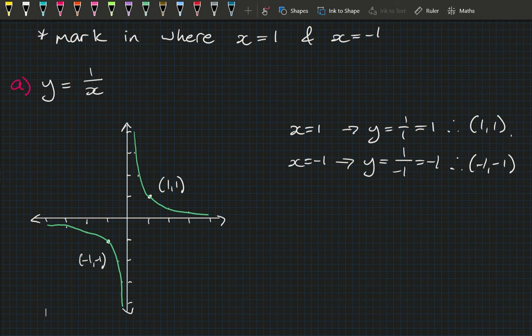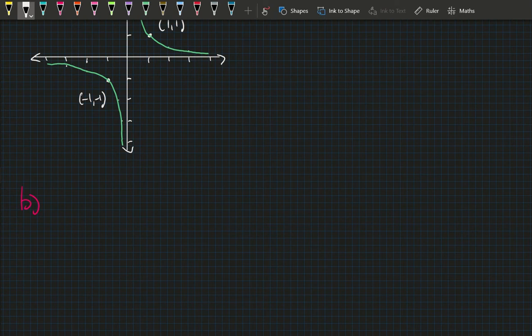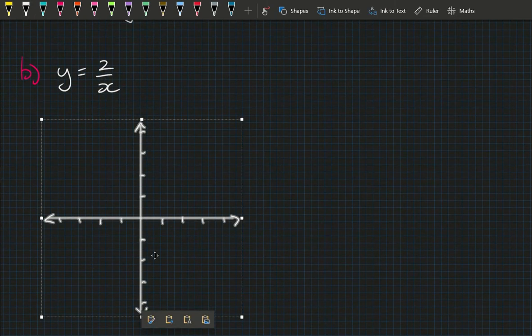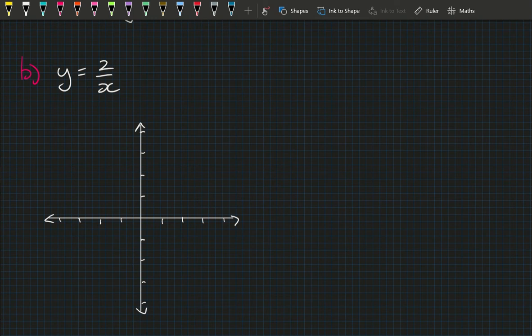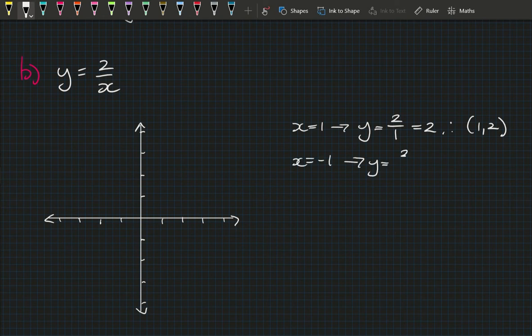Alright, I'm going to move on to part B now, where they want us to graph y equals 2 on x. So let's paste in these axes and quickly work out that when x is equal to 1, we've got y is equal to 2 on 1, which is 2. So therefore we have the point (1, 2). And similarly, we'll see that when x is equal to minus 1, we'll have the point (minus 1, minus 2). I'm going to mark in the point for x is 1 and y is 2. And where x is minus 1, y is minus 2. And we know that 2 divided by minus 2 is minus 1. So that's that point there. And then 2 divided by minus 4 is minus a half.